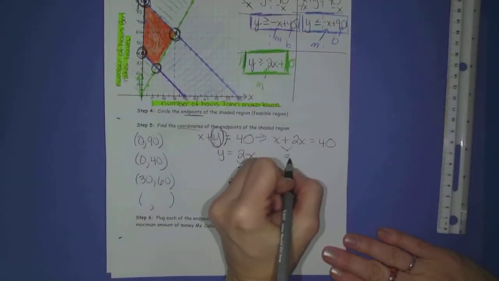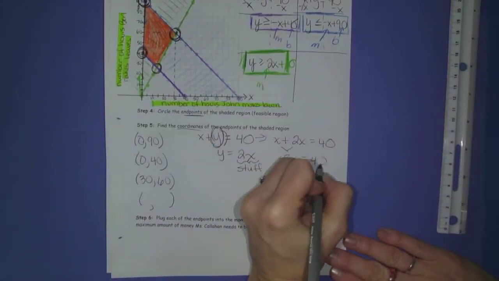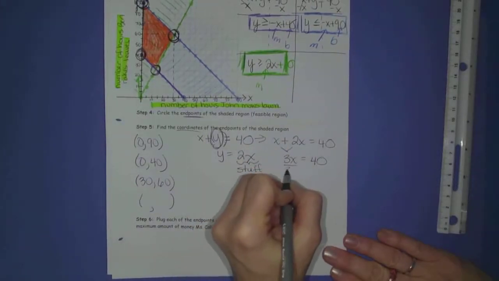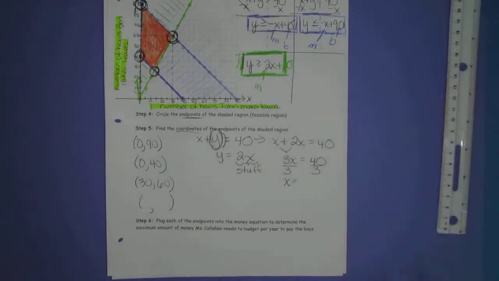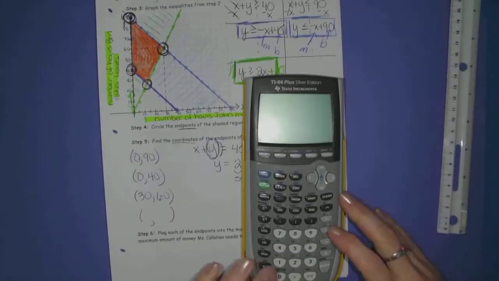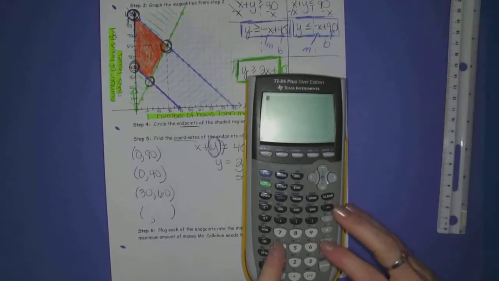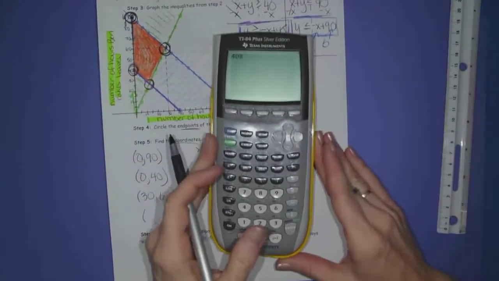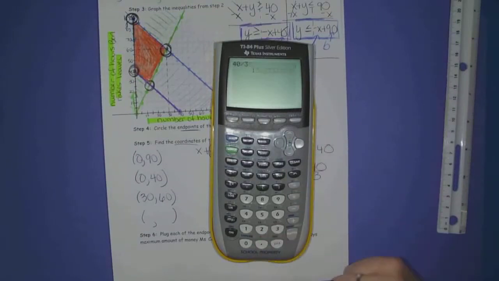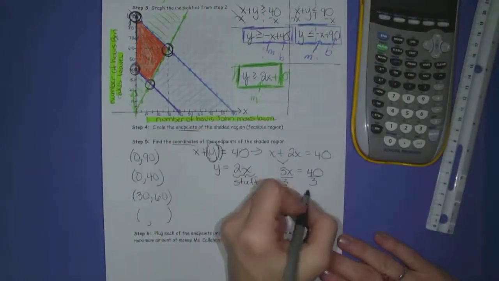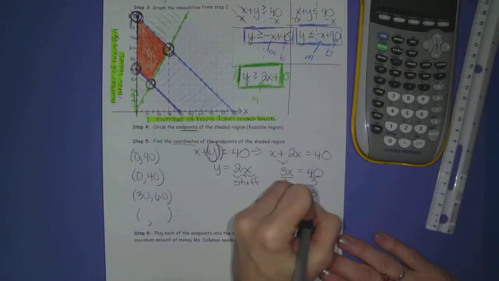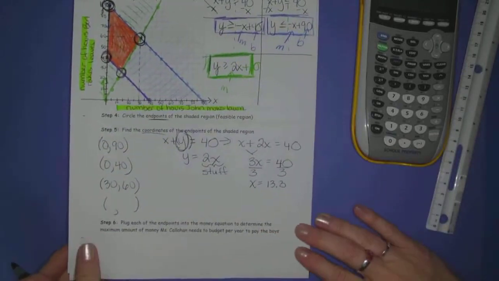Combining these like terms, we have 3x equals 40. And so we divide by 3, and x equals, let's see, grab my calculator here. We could do a fraction or a decimal, but I think a decimal will be fine. 40 divided by 3, it's 13.3, 13 1/3 hours. So 13.3. That's x.